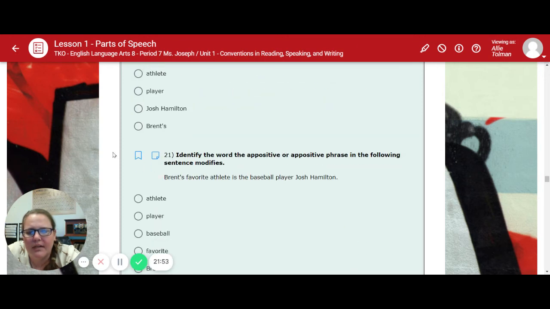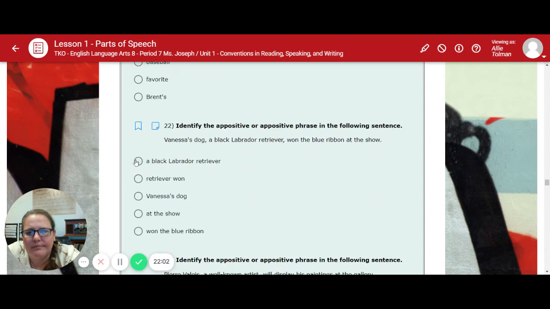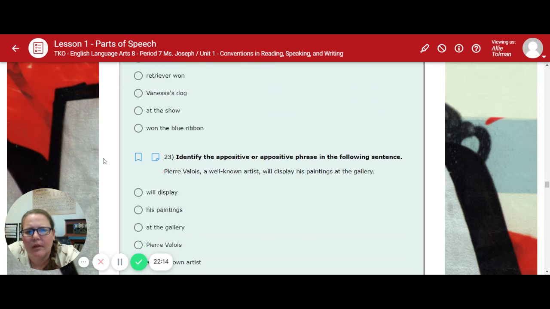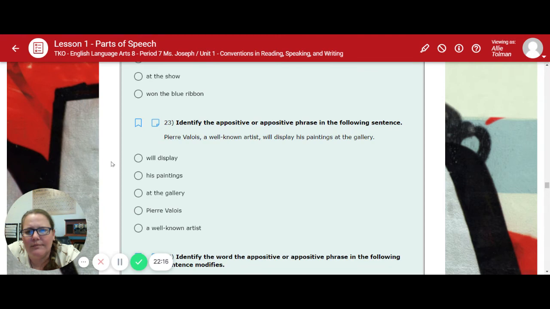Number 21. Identify the word the appositive or appositive phrase in the following sentence modifies. Brent's favorite athlete is the baseball player Josh Hamilton. 22. Identify the appositive or appositive phrase in the following sentence. Vanessa's dog, a black Labrador retriever, won the blue ribbon at the show. 23. Identify the appositive or appositive phrase in the following sentence. Pierre Valois, a well-known artist, will display his paintings in the gallery.